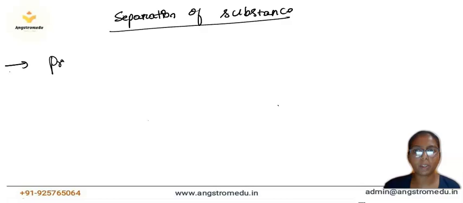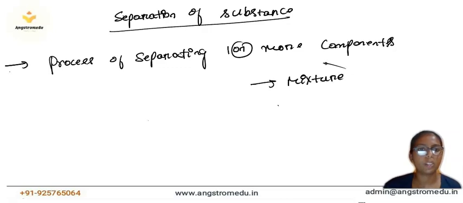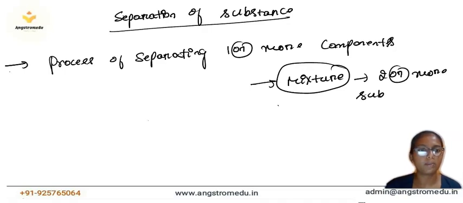Separation is a process of separating one or more components. This is known as separation. This separation takes place in a mixture. A mixture means it consists of two or more substances. So this is known as a mixture.